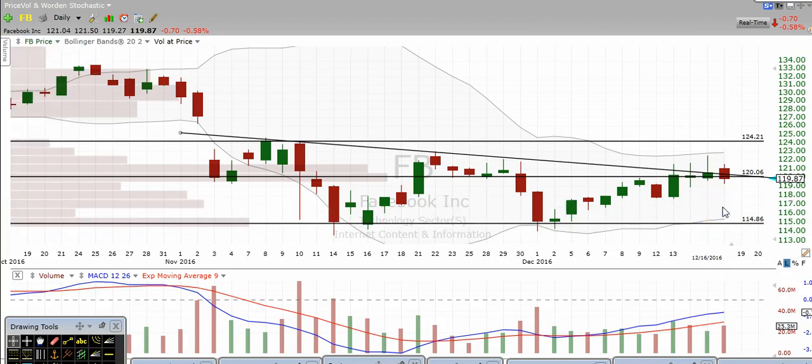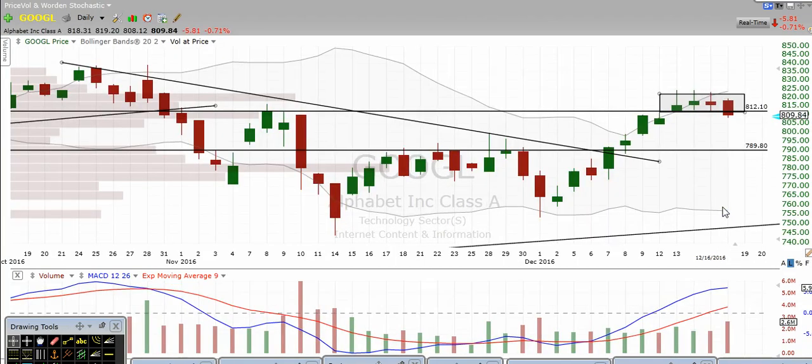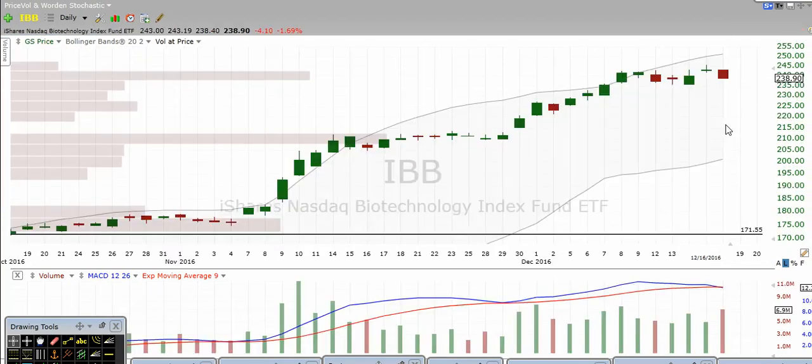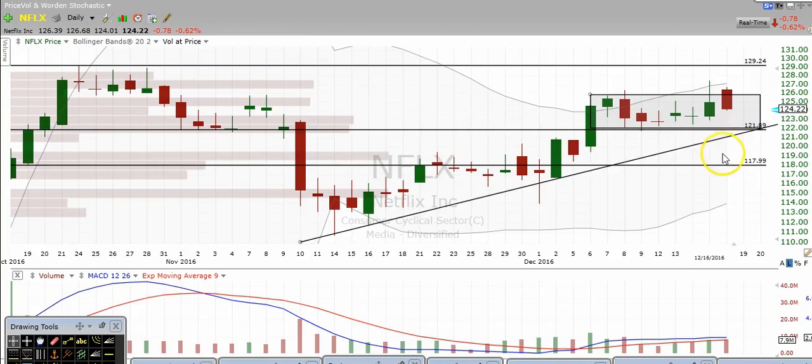The next one we're going to take a look at is Google. And Google, again, we're trading in a little box right here, and we broke out of that box right here. So 812 was the bottom of that box right there. More than likely, we're going to see some downside here coming into next week as we broke the support of that box.